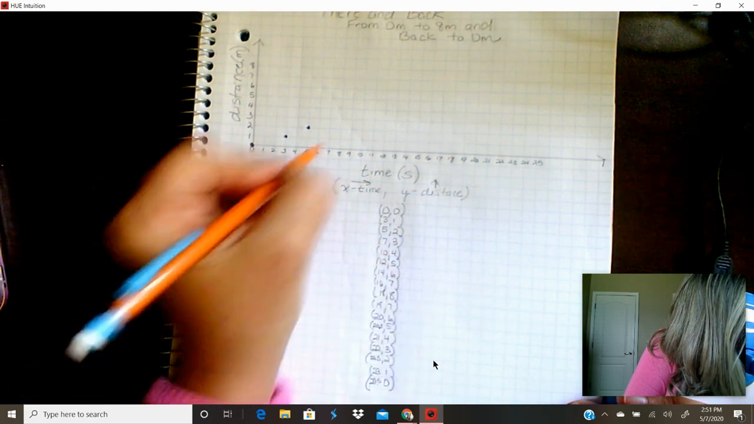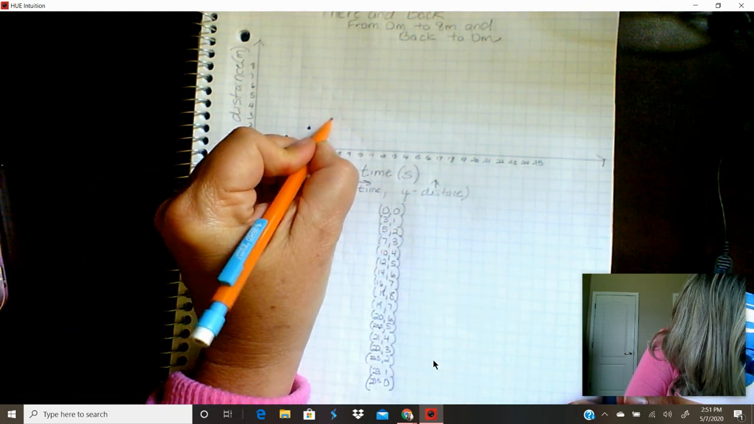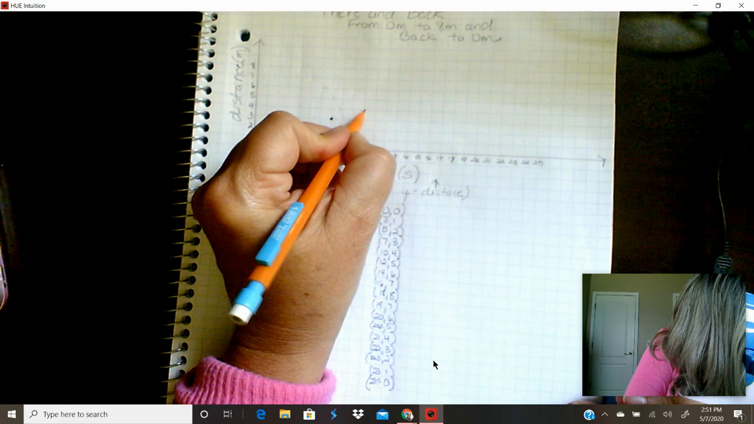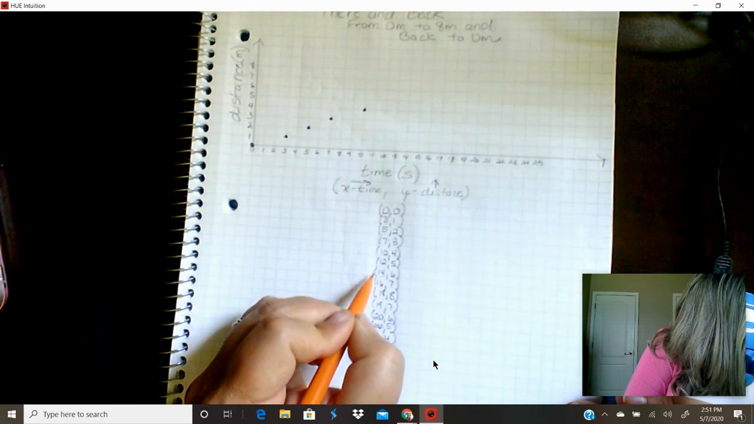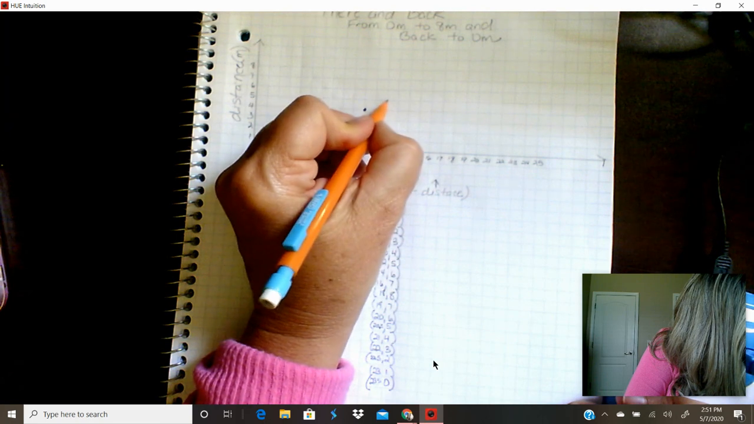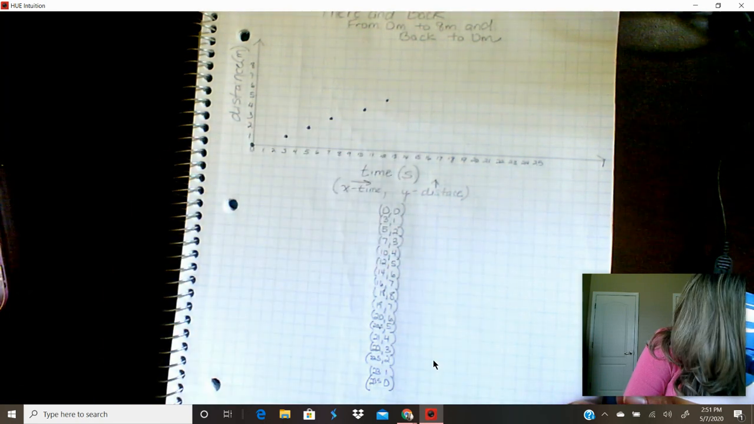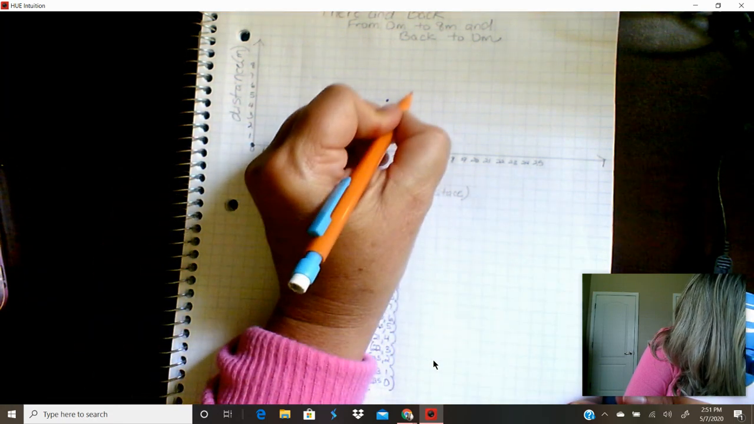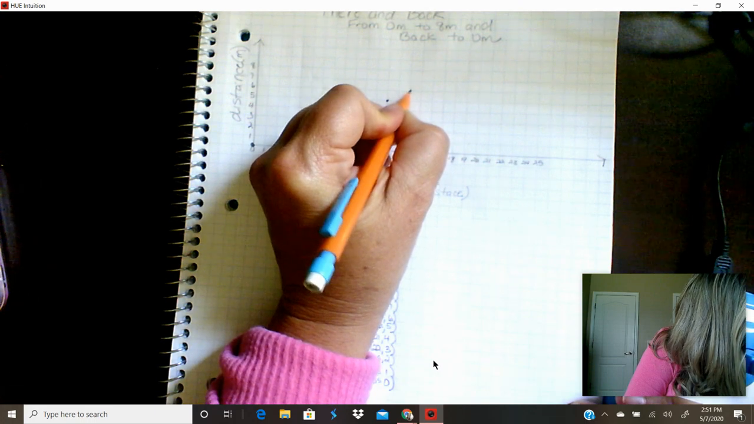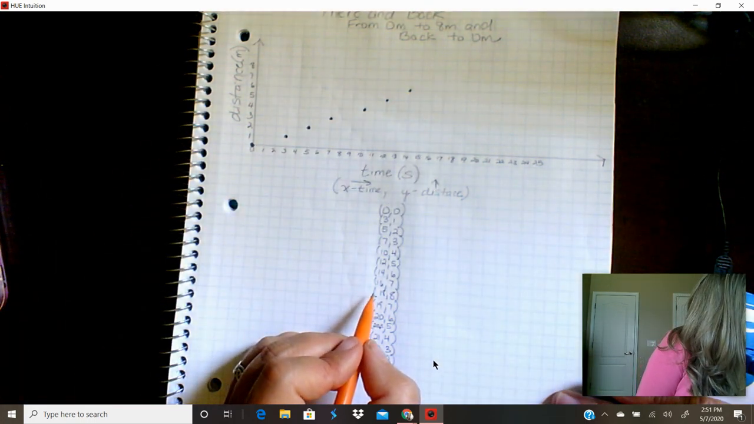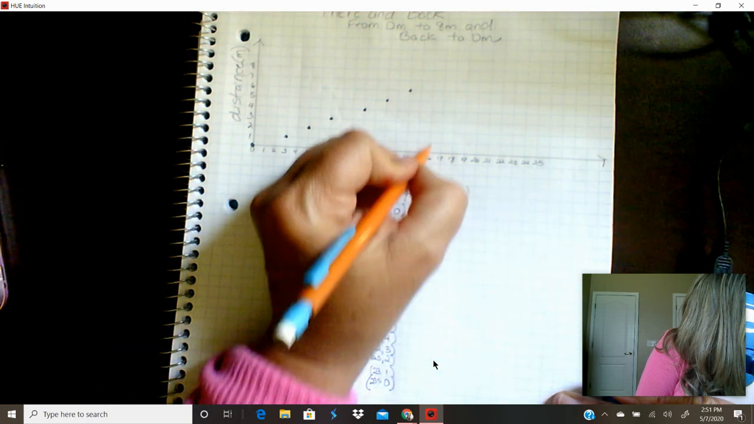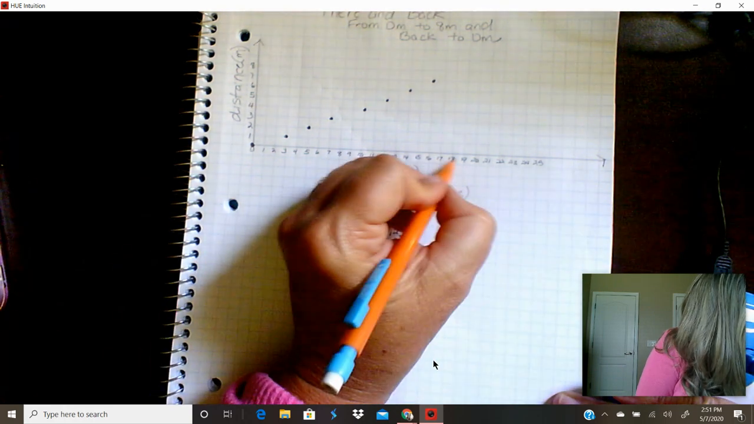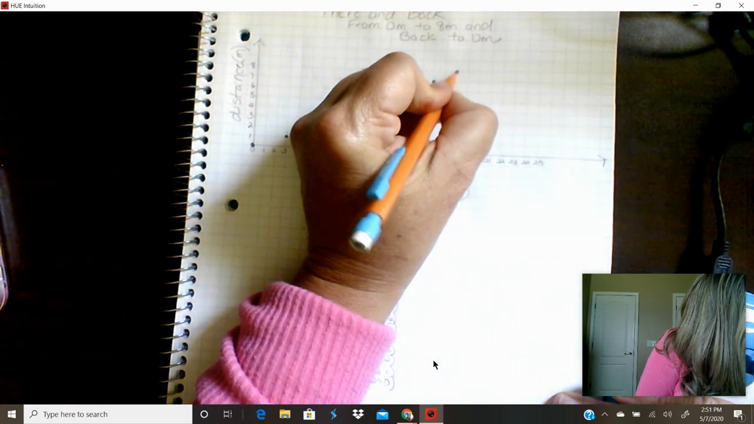At 7 seconds, Nick was 3 meters away. At 10 seconds, Nick was 4 meters away. At 12 seconds, Nick was 5 meters away. At 14 seconds, crawl over to 14, Nick was 6 meters away. All right, at 16 seconds, crawl over to 16, he was 7 meters away. And then at 18 seconds, he was 8 meters away.